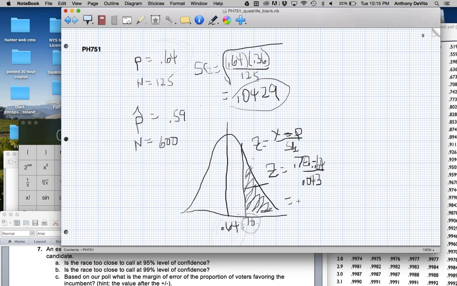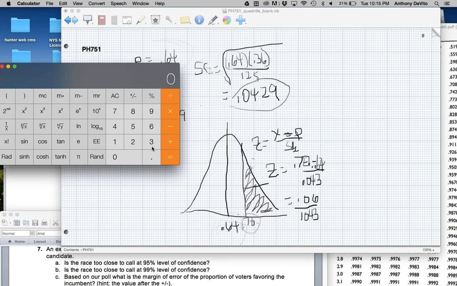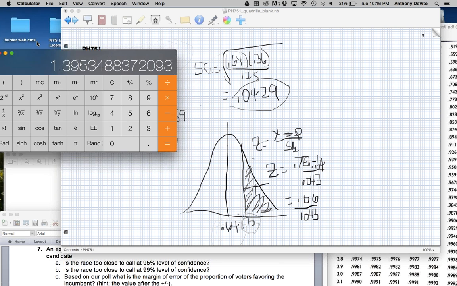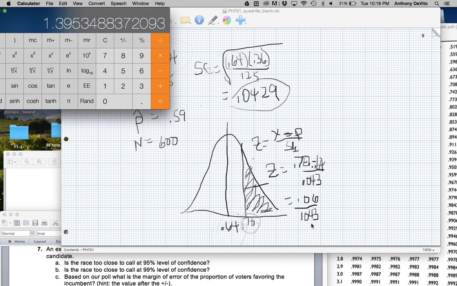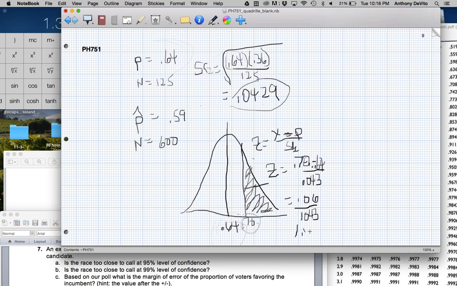So that's going to be 0.06, right? Am I right there? 0.06 over 0.043. Okay, and that's going to come out to 0.06 divided by 0.043. Come out to a z-score of 1.39, 1.4 basically. So our z-score is 1.4.